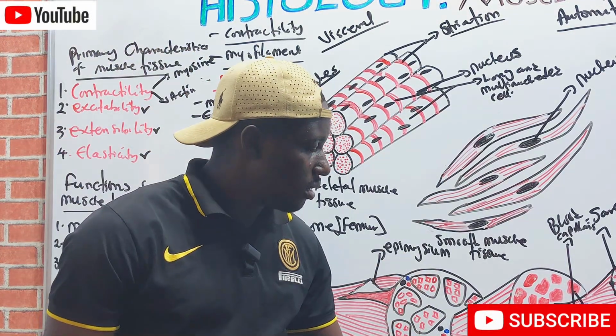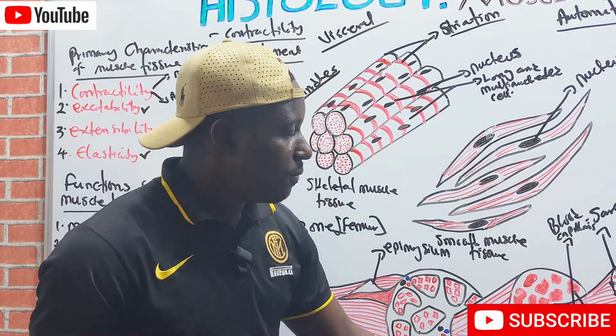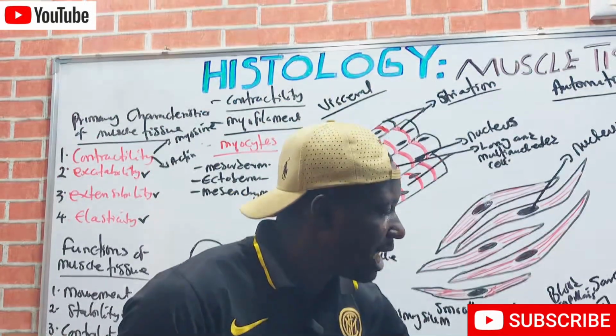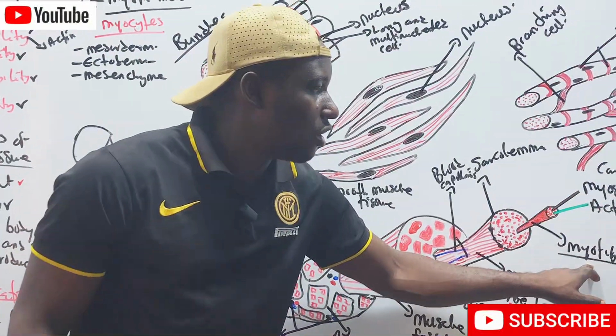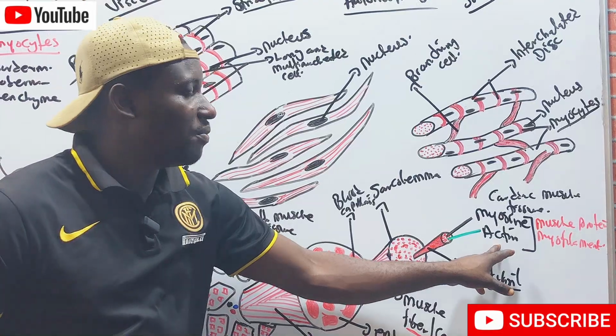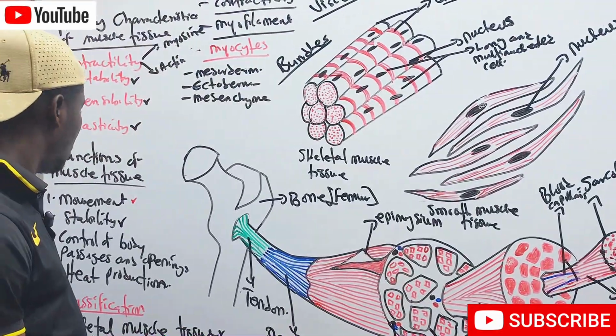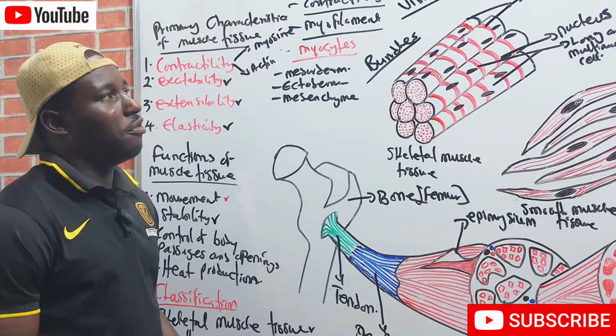So you have seen how the skeletal muscle tissue is partitioned, from the covering of the epimysium to the muscle fascicles, from muscle fascicles to the muscle fiber, from muscle fibers to the myofibril. Myofibril contains the muscle protein myofilaments, which are the myosin and the actin. I believe we have done justice to this area of the muscle tissue.